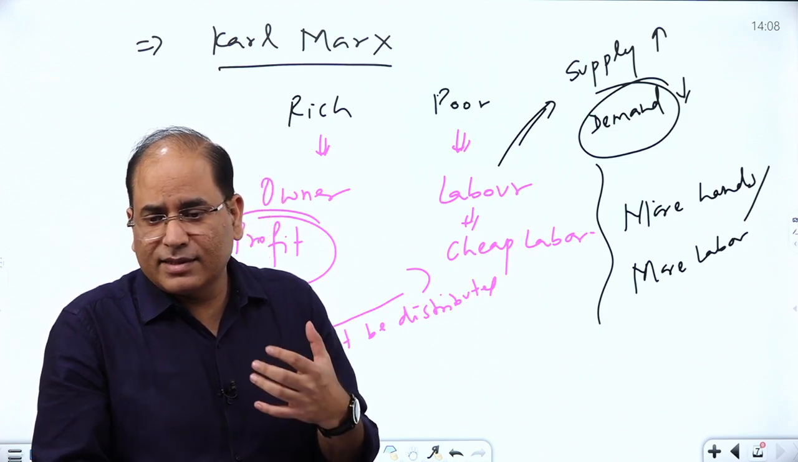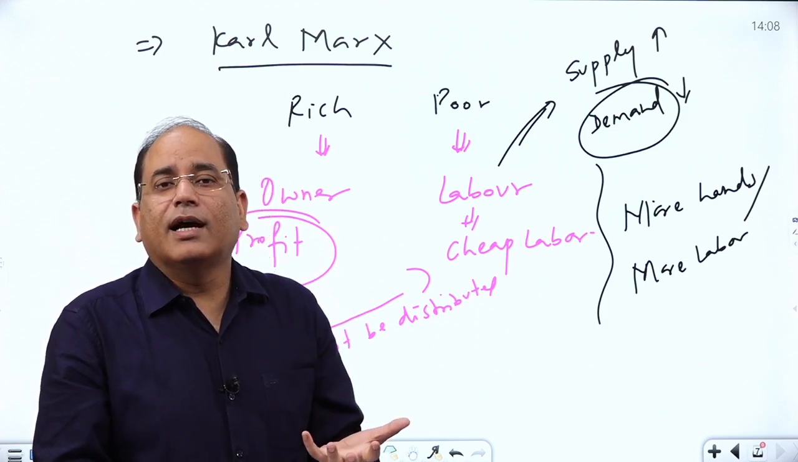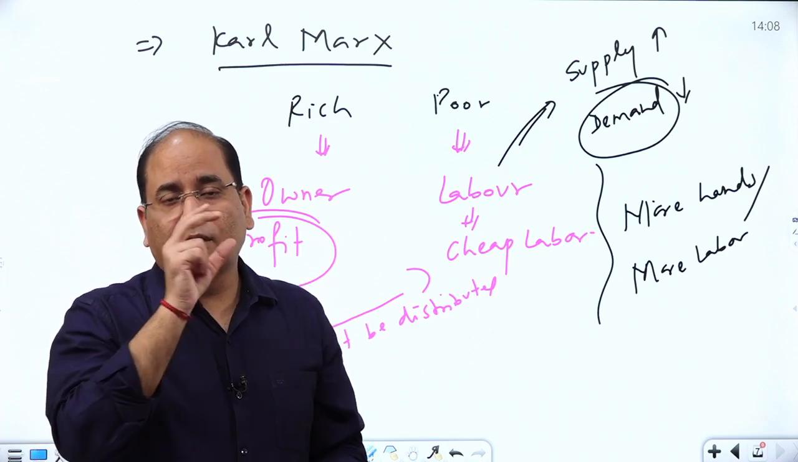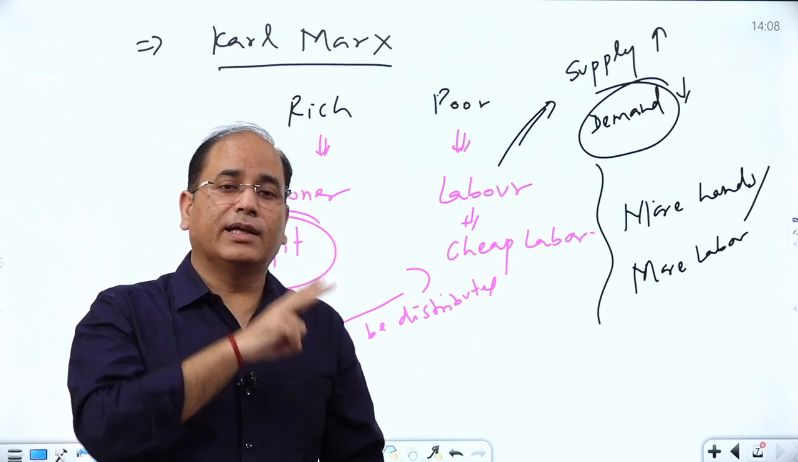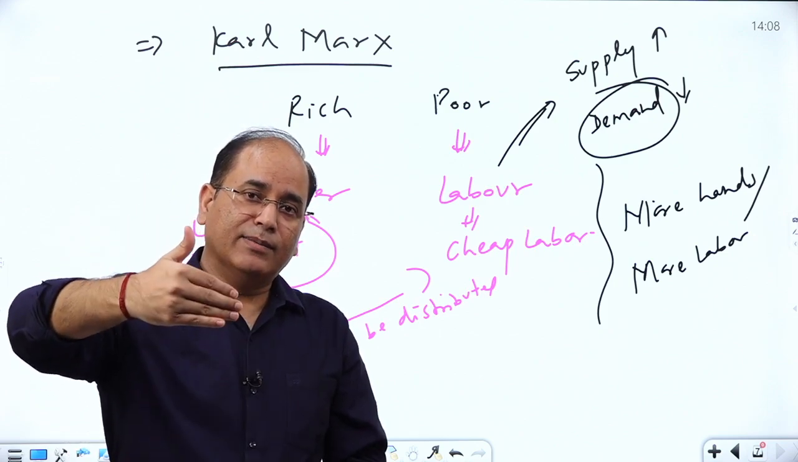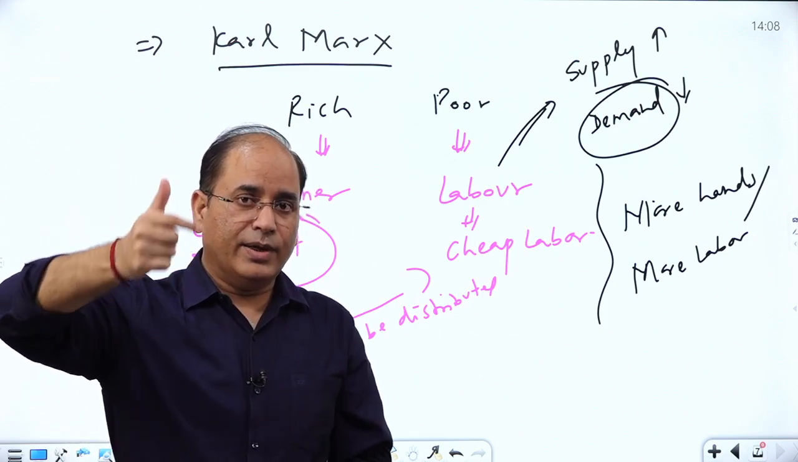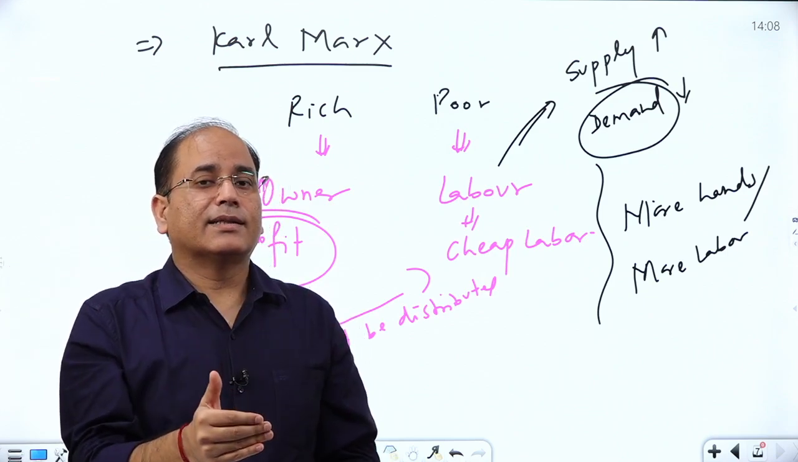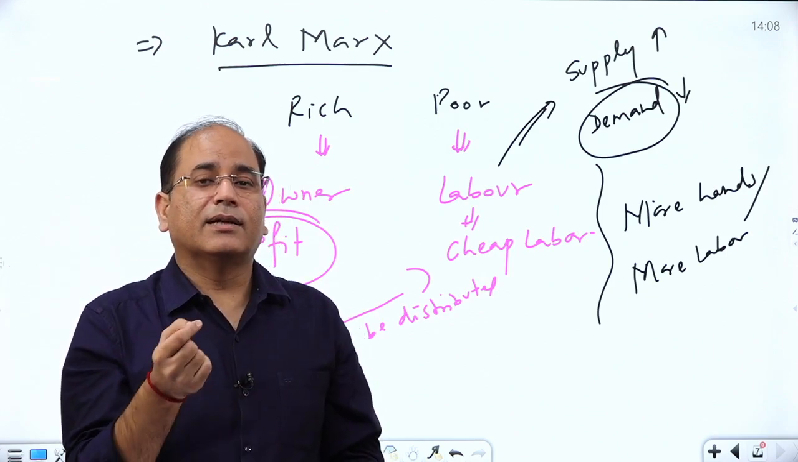In fact, this is mostly happening in domestic help. In domestic help throughout the country, especially in urban areas, wherever you have the higher demand, with higher demand and lesser supply, the wage rate will be higher. But where the supply is higher and demand is lesser, obviously the wage rate will go down.